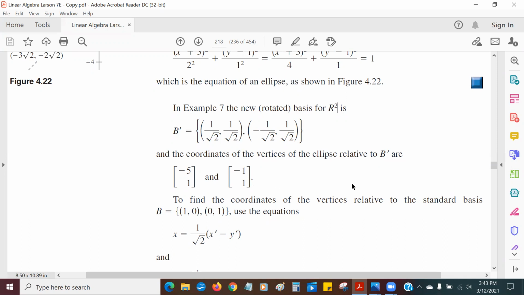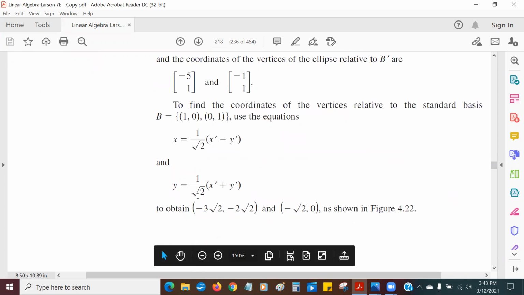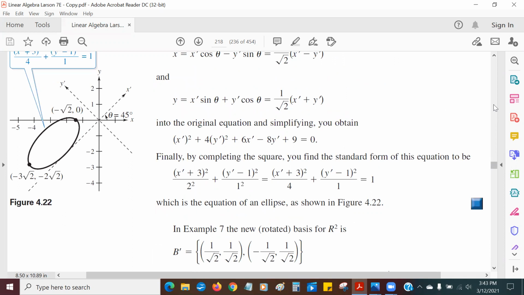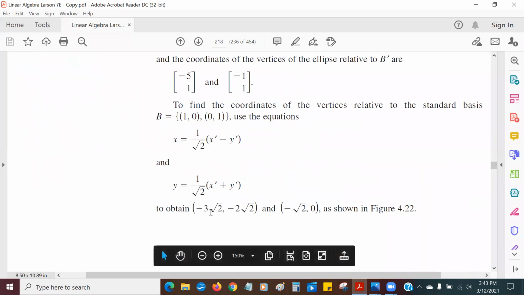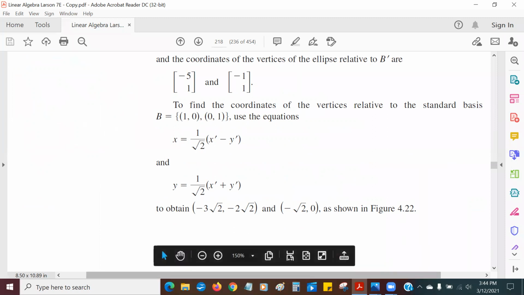And to find the vertices relative to the standard basis, we're going to say that x is equal to 1 over rad 2 times (x prime minus y prime), and y is 1 over rad 2 times (x prime plus y prime). And if we plug in the x prime, y prime that we have figured out and crunch it around, we get the vertices of the ellipse are going to be (negative 3 rad 2, negative 2 rad 2) and (negative rad 2, 0). Those are the vertices. And let's just see if Desmos agrees with that.